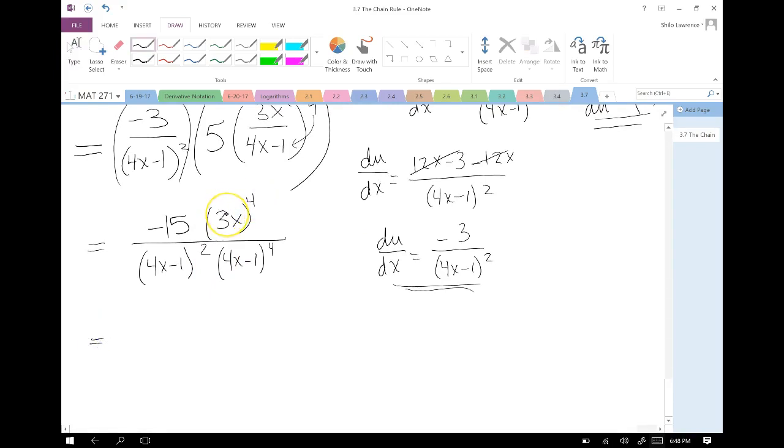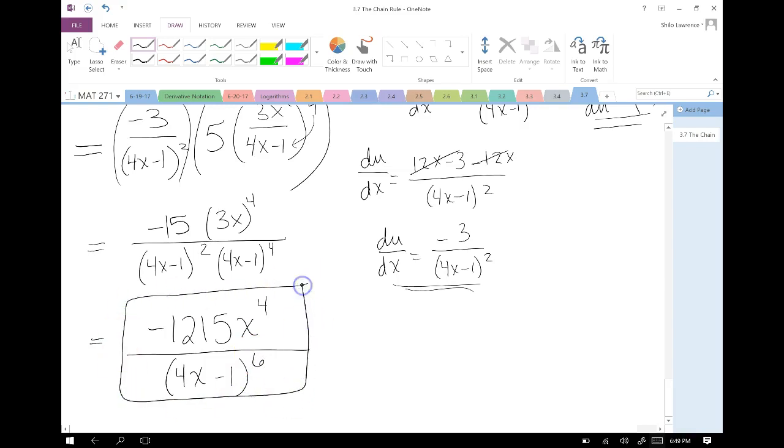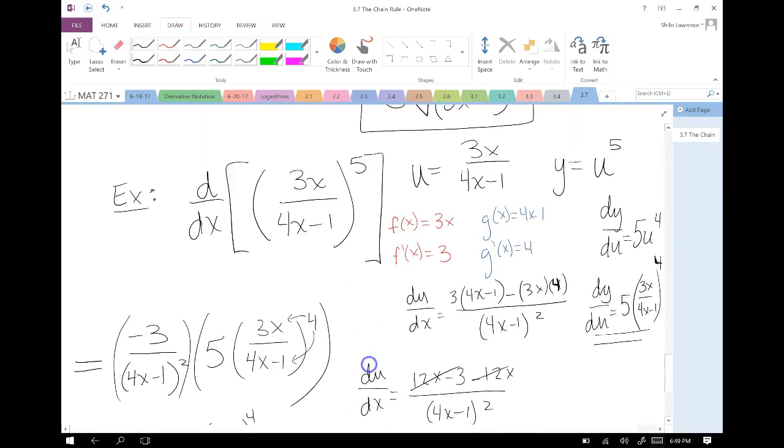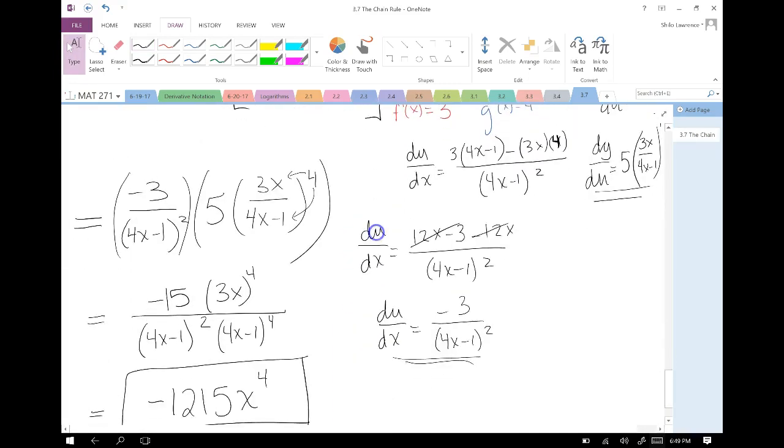So 3 to the 4th power is 81. I'm going to go ahead and just multiply this out. I did see in the homework that a lot of them were multiplied out. So 81 times negative 15 is negative 1,215 x to the 4th. And in the bottom, we're going to have a total of 6 4x minus 1s. So we got 4x minus 1 to the 6th. So that is our final answer for the derivative. And we ended up having to do a quotient rule inside of a chain rule.